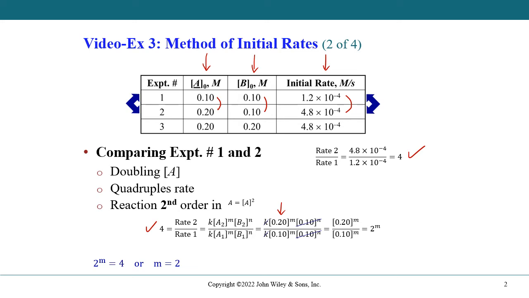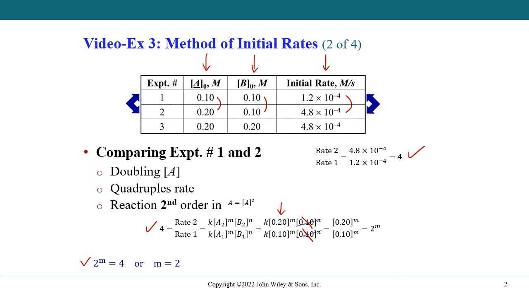to the power N. You can see that the 0.1s cancel here, and I'm left with 0.2 to the power M over 0.1 to the power M, which is 2 to the power M. Now, if 2 to the power M is equal to 4, then M must be equal to 2. All right, so I've determined the first coefficient from the experimental information.